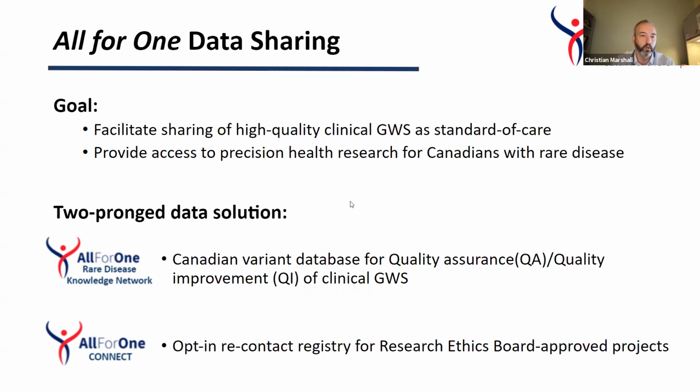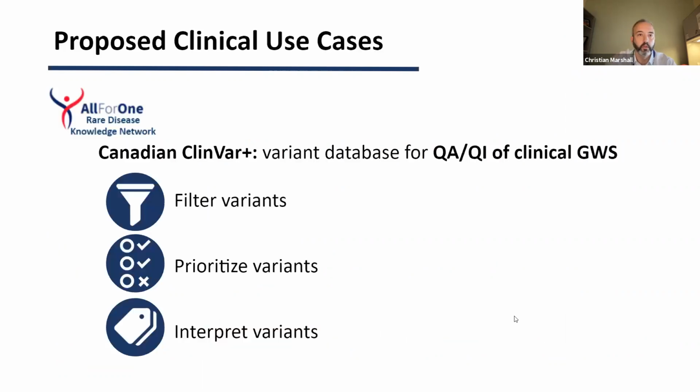This includes the Rare Disease Knowledge Network. This is essentially a variant database for quality assurance and quality improvement of clinical genome-wide sequencing. And then also All for One Connect, which is more of an opt-in recontact registry for Research Ethics Board approved projects. And so the Rare Disease Knowledge Network is really meant to be essentially a ClinVar Plus variant database.